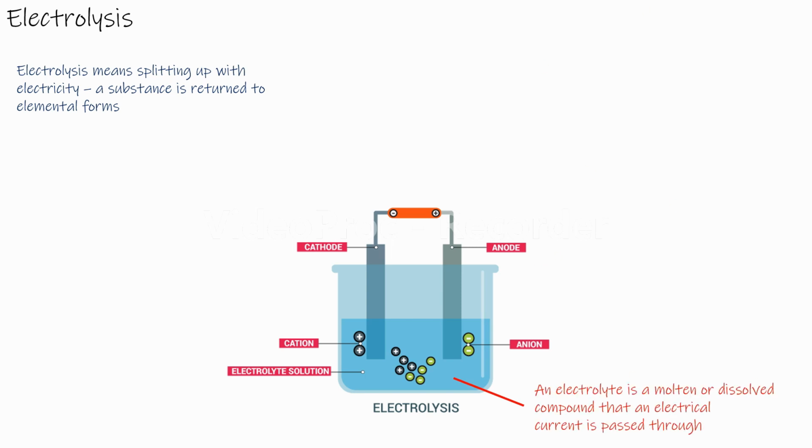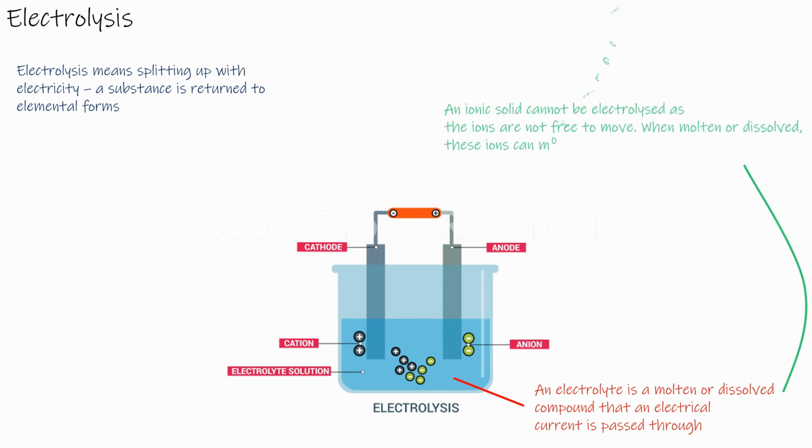Now, let's start by labelling this diagram in a bit more depth. First of all, we can say that the liquid is an electrolyte, which is a molten or dissolved compound that an electrical current is passed through. We know that an ionic solid cannot be electrolyzed, as the ions are not free to move. However, when it is molten or dissolved, these ions can move freely and then conduct electricity. This is vital for electrolysis.